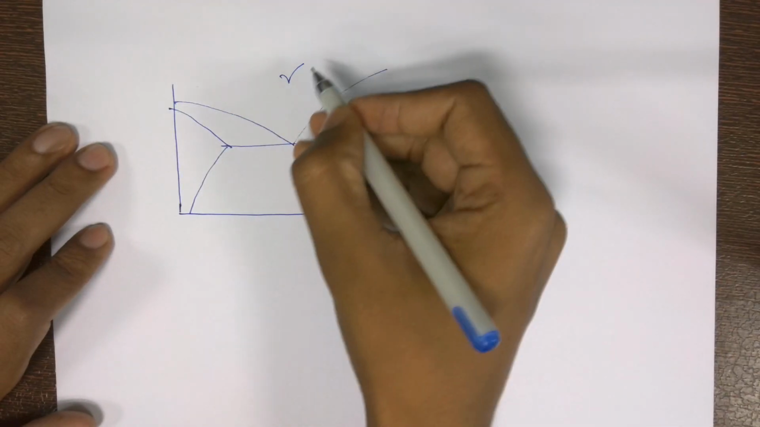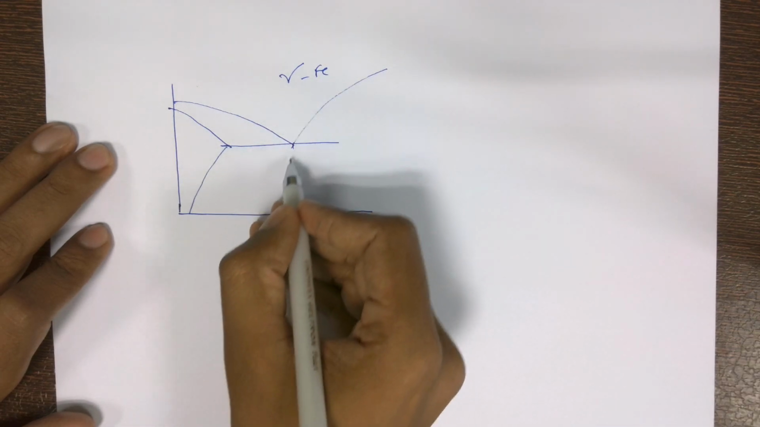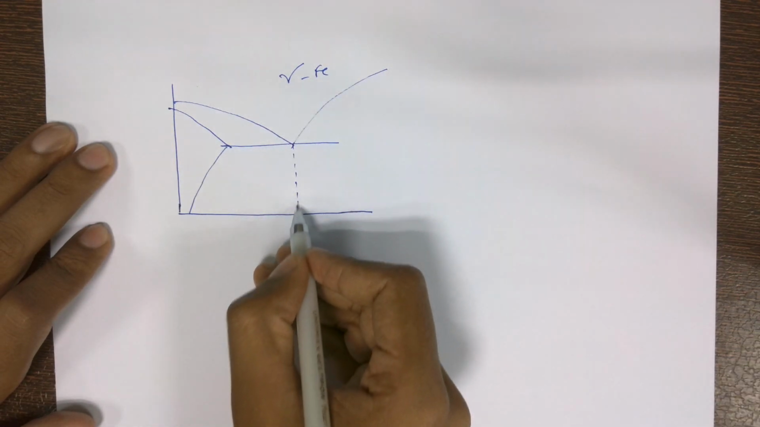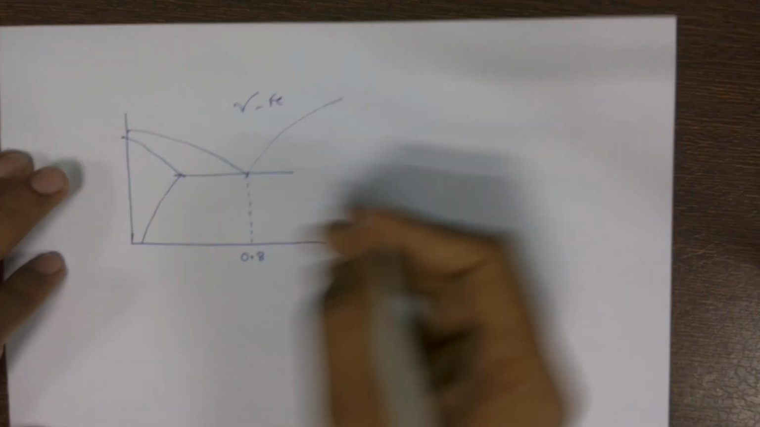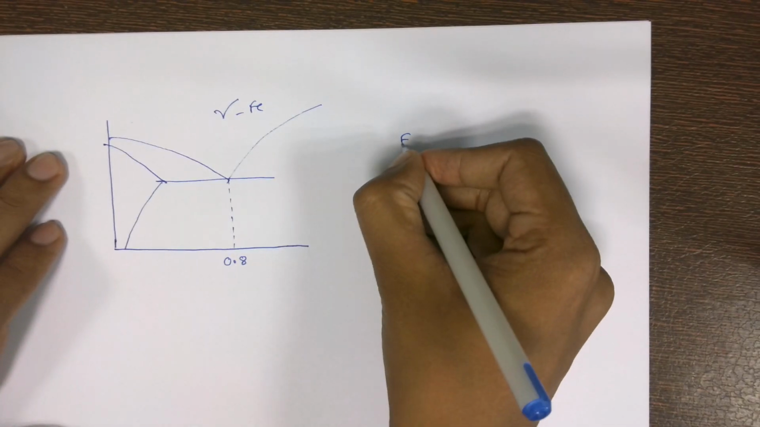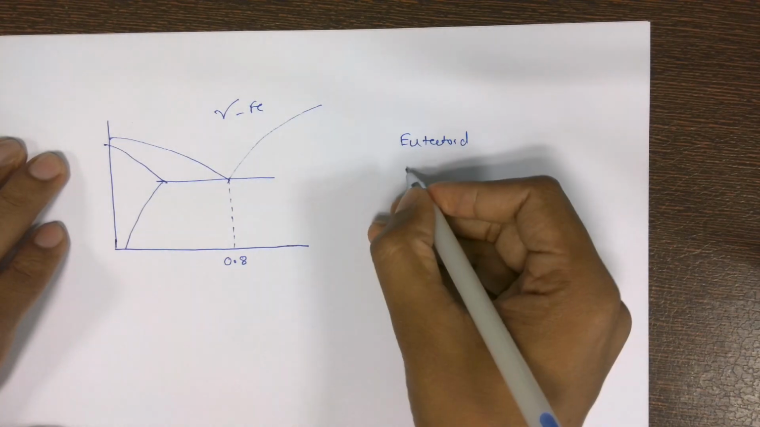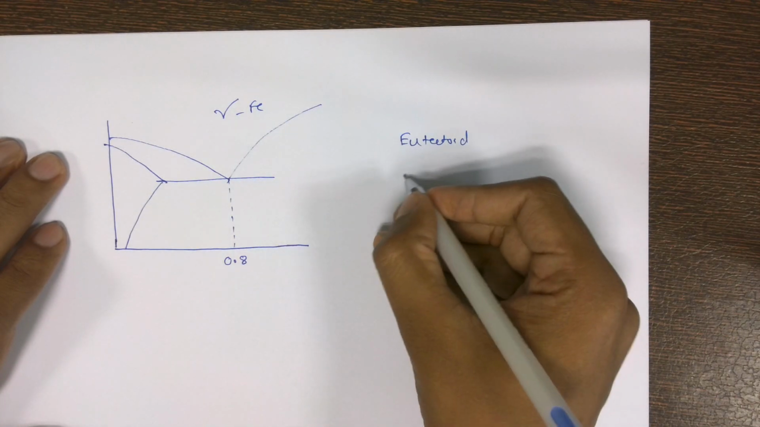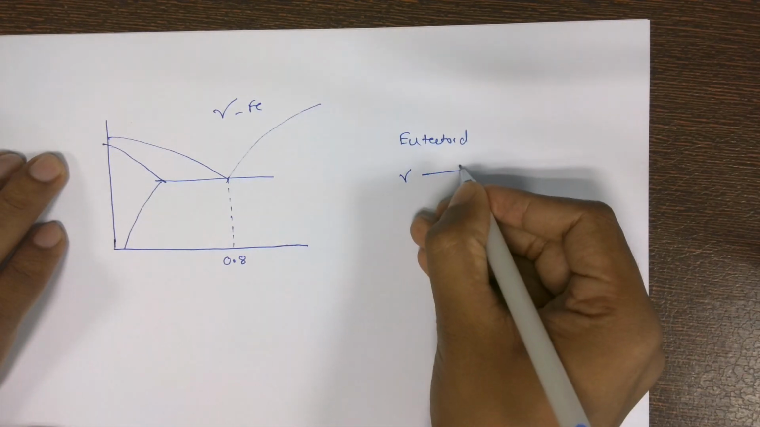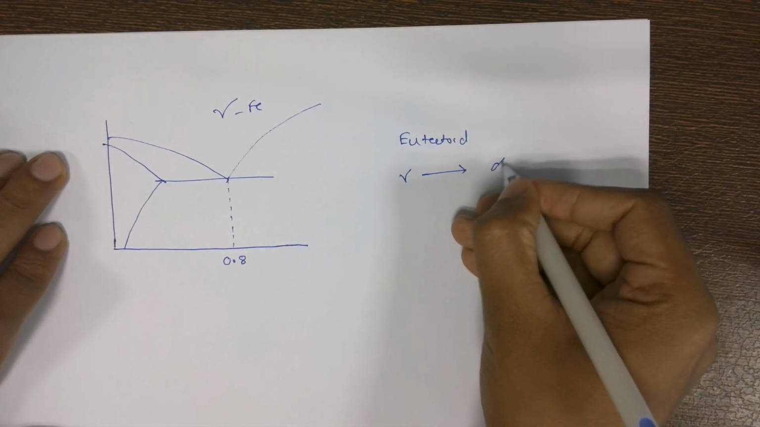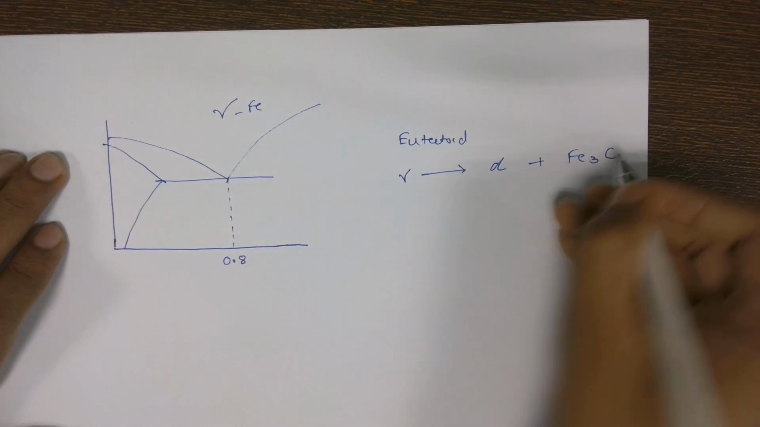So this is my gamma iron, and this composition we know is 0.8. Okay, what is a eutectoid reaction? In the iron-carbon diagram, the gamma, the austenite, will convert to the ferrite and cementite. This is a reaction.